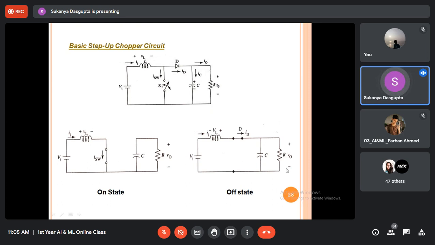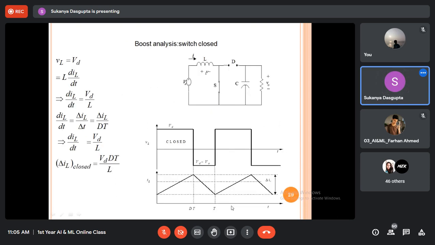So here a resistive load is taken, R load. V0 is the average DC output voltage across the load. I0 is the load current. II is the source current. So we'll apply the same mathematical equation in case of boost converter.